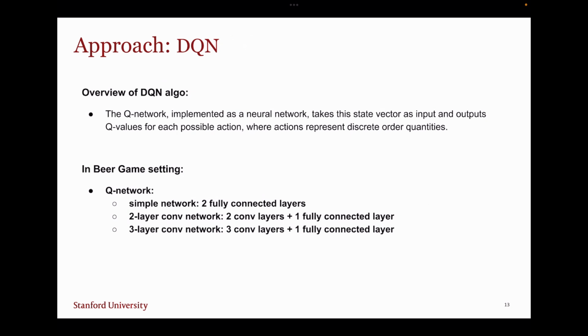Another RL approach we leveraged is DQN. We tried three Q networks: a simple network, a 2-layer convolutional network, and a 3-layer convolutional network. Due to limited time and computational resources, we only tried the simple network, and we think this one is actually sufficient for the problem setting.